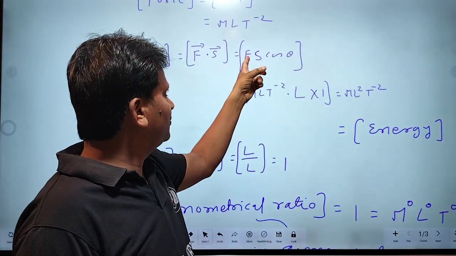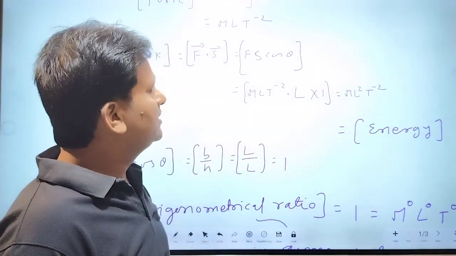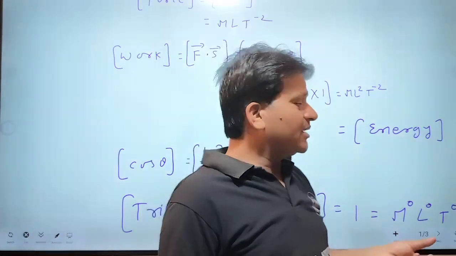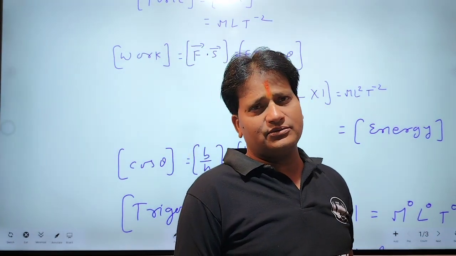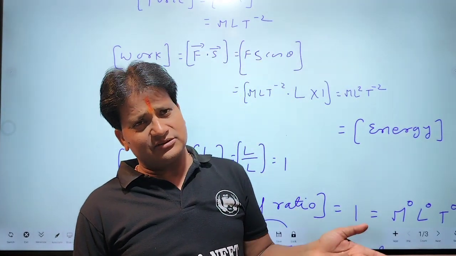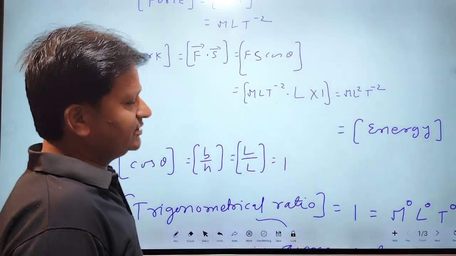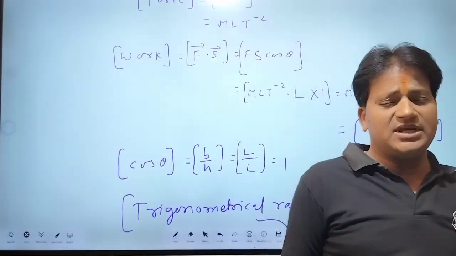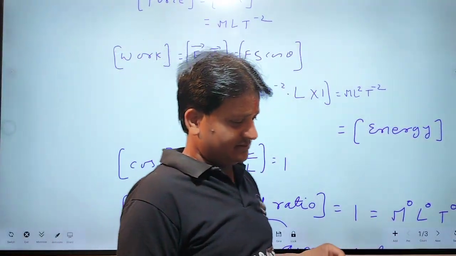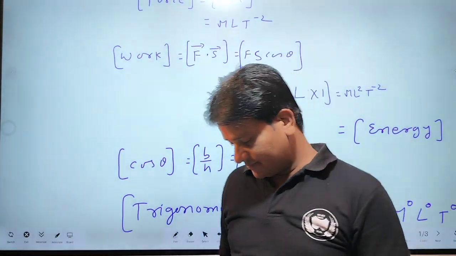Here force has this dimension and displacement has dimension L. Cos theta has no dimension, means dimensionless, because cos theta is equal to base by hypotenuse. Base is also length and hypotenuse is also length. Length cancels out and the result will be equal to 1. If the dimension of any physical quantity is equal to 1, then I can say that it is a dimensionless quantity. Okay?